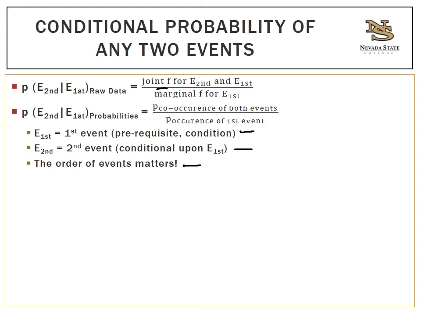We see the marginal frequency for the first event. So that's basically the total number of occurrences for the prerequisite. If you're using probabilities and not raw data, then you're focused on p-values and not frequencies. But it's basically doing the same thing.